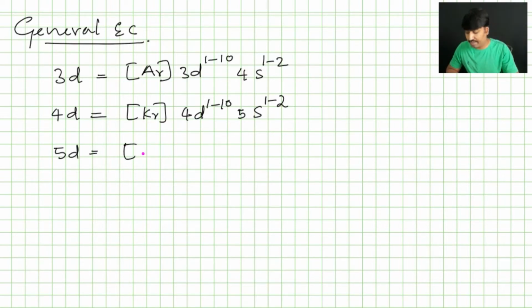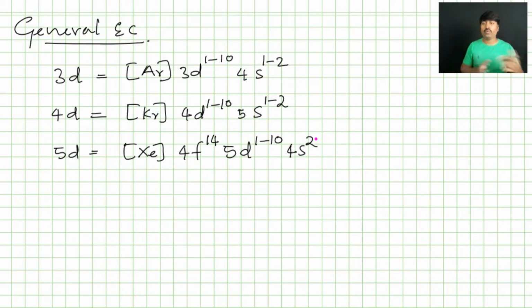Then we have xenon, Xe, and here we have 4f. That should be definitely, there is no variation, 100%, 14 electrons should be filled. The f orbital is completely filled here. And next 5d 1 to 10 you get. Okay, and then 4s is completely filled. There is no 1 to 2. You remember, this is an exception. Okay, so it is somewhat changed here, right?